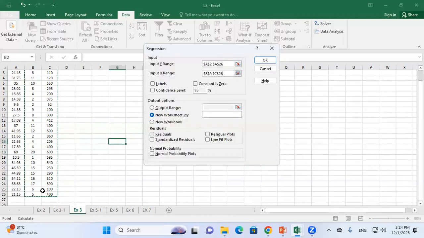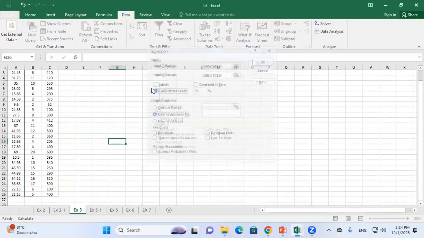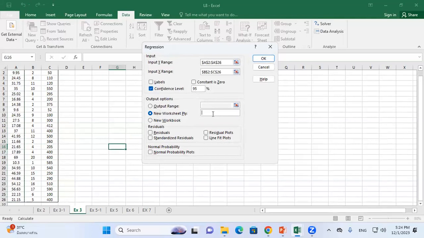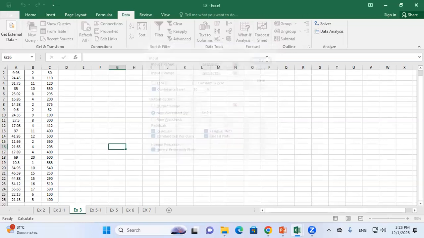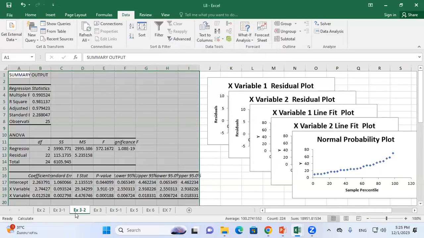Enter like this. And also, we would like to show the 95% confidence interval and create a new worksheet. I call it EX3. And also, we would like to plot the residual plots, line fit plots, standard plots, normal plots. You can plot all of these as well. And then you click OK. Okay, this is the new one, EX3.2.